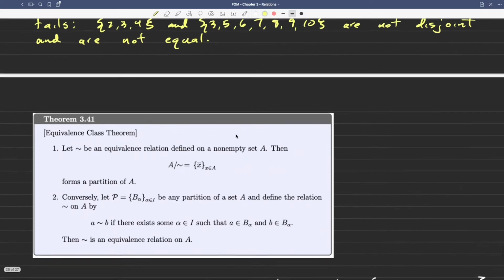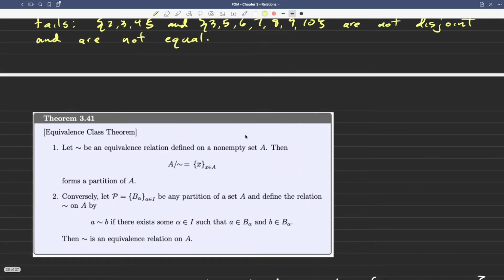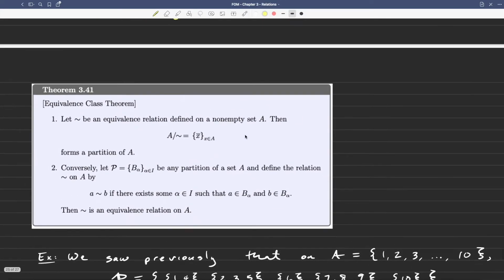So now I'm ready to state the theorem that I've been alluding to, and this is a big deal theorem. It's called the Equivalence Class theorem. This is the theorem that says when you have an equivalence relation, the equivalence classes, in other words, the quotient space, forms a partition of your set. But it also says something else kind of interesting. It says that whenever you have a partition of a set, you can use that to define an equivalence relation.